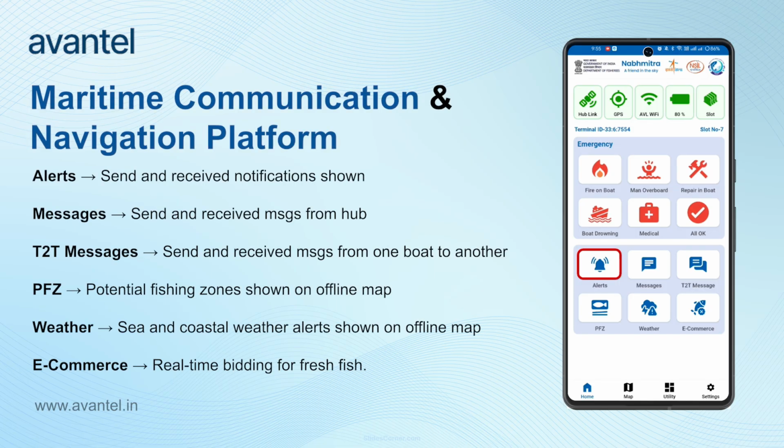Alerts tab collect all system messages, advisories, and alerts for quick review. Use messages to send and receive text with the control center and other users via the Exponder satellite link. With T2T messaging, terminals can send and receive messages directly between each other, ensuring quick and reliable communication at sea.